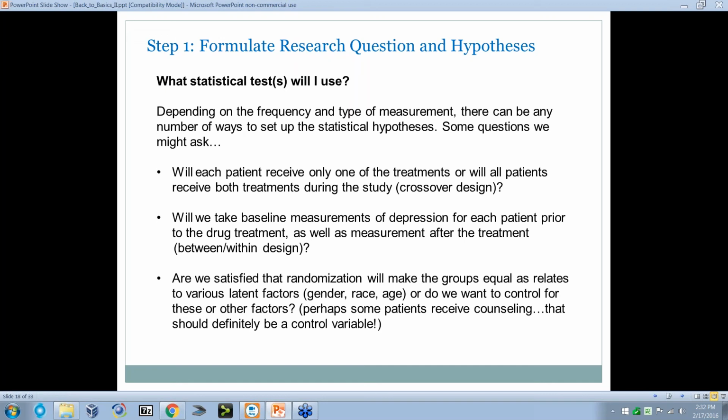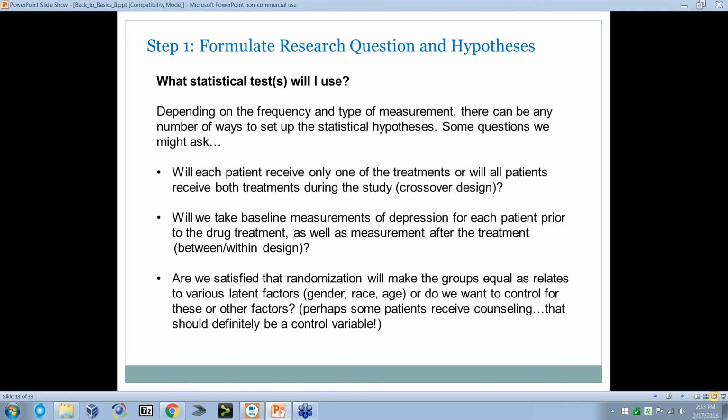So some questions we might be asking are, will each patient receive only one of the treatments, or will all patients receive both treatments, both drugs? That would be a crossover design. Will we take baseline measurements of depression as they come into the study, and then after treatment take another measurement, or maybe even during treatment, depending on how long the study is, you might want to take interim measurements. Okay, so we need to figure that out.